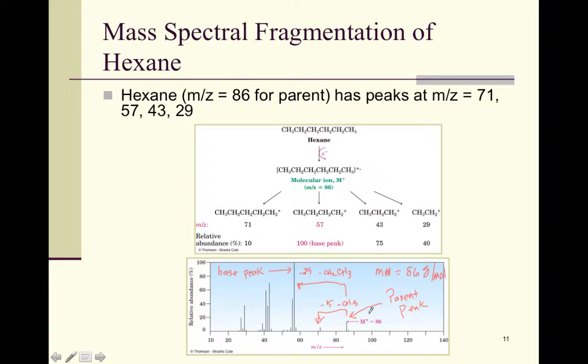First of all, this M+, this is going to be our parent peak right here. That is at 86. So what that does is that tells me that the molar mass of the compound is 86. So let's say I didn't know this was hexane. One thing I could do from the mass spec is, now that I know that the molar mass is 86, and if I know it's a hydrocarbon, I could take 86 and divide it by 12. I divide it by 12 because that's the molar mass of carbon, and when I do that, I can get an estimate for the number of carbons in this compound.